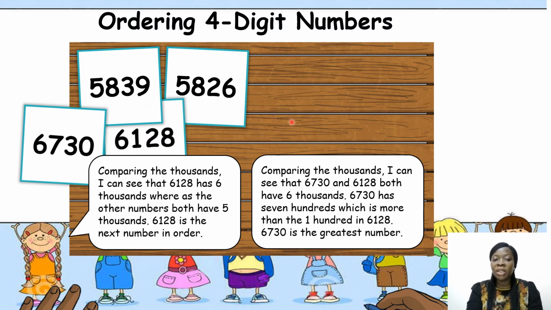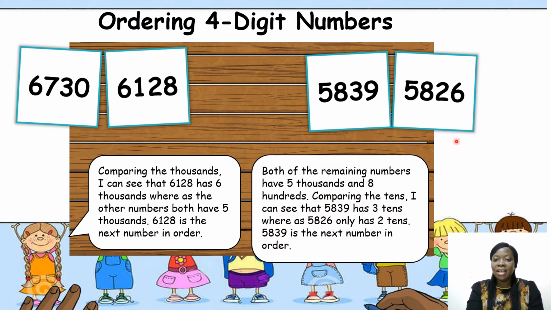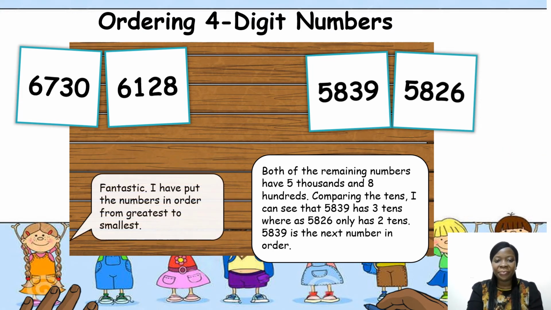5,839 and 5,826. When you compare the thousands, both have 5. When you compare the hundreds, both have 8. When you compare the tens, this has 3 and this has 2. So which is greater? This, of course. Well done. So this comes next and this comes last. Our numbers have been ordered accordingly. Use these rules and you would definitely be able to order numbers accordingly.